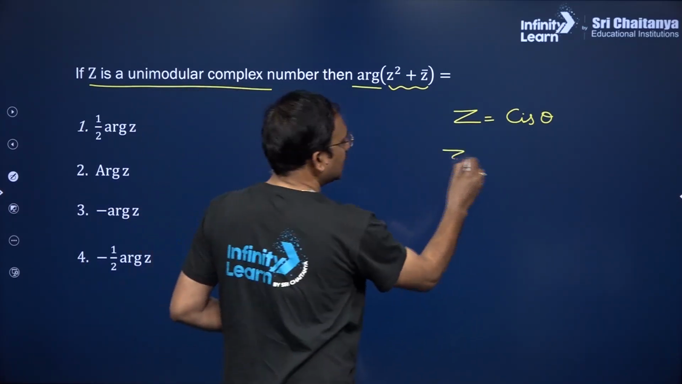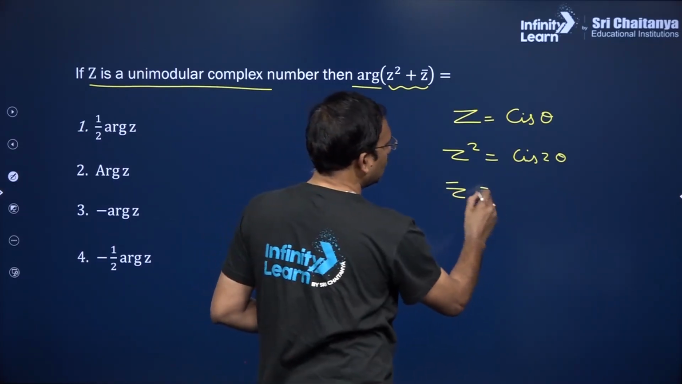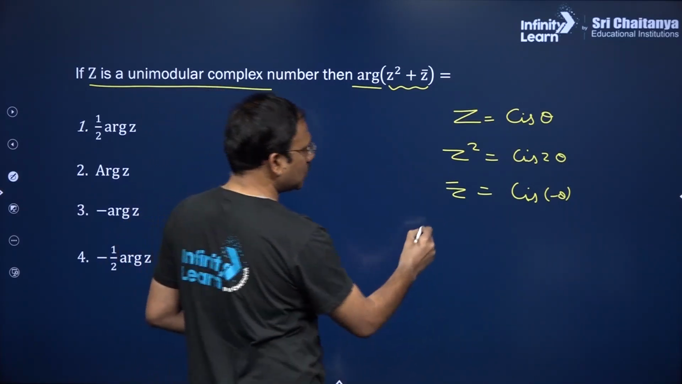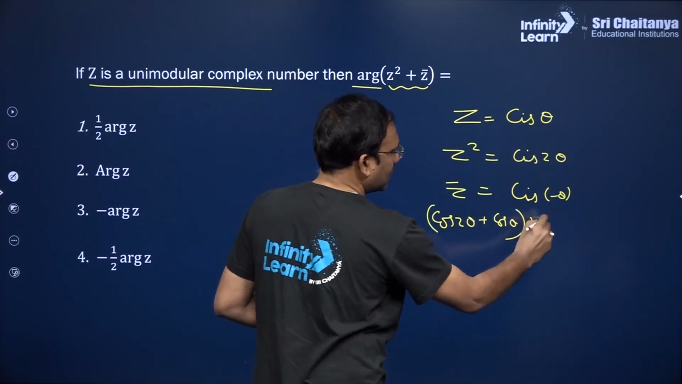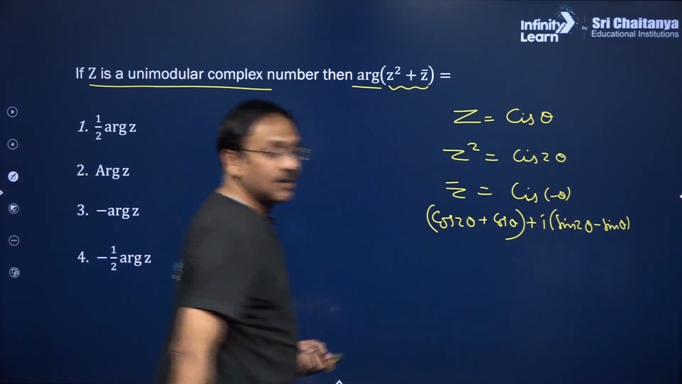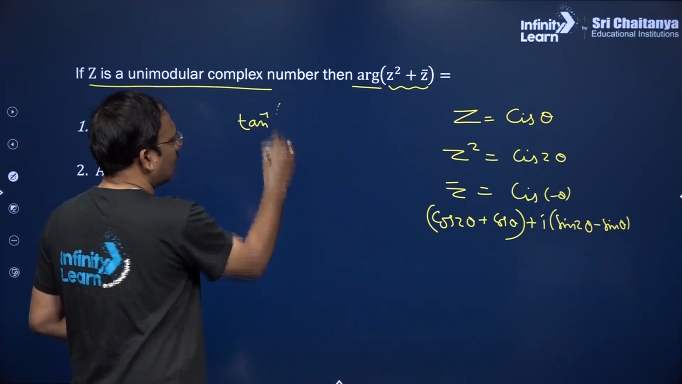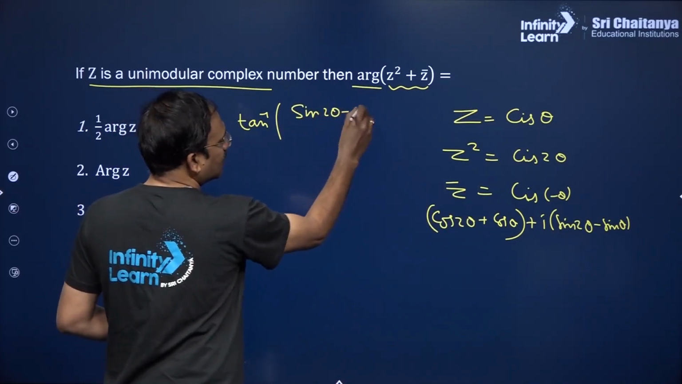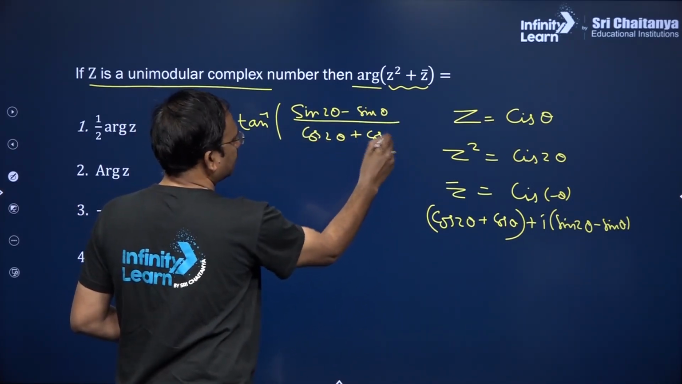You see my dear friends, Z square is going to be cis 2 theta, right? And Z bar is going to be cis of minus theta. Now if you add these two, the sum is going to be cos 2 theta plus cos theta plus i into sin 2 theta minus sin theta, right? Now the argument of this complex number is going to be tan inverse of y by x, that is sin 2 theta minus sin theta by cos 2 theta plus cos theta.